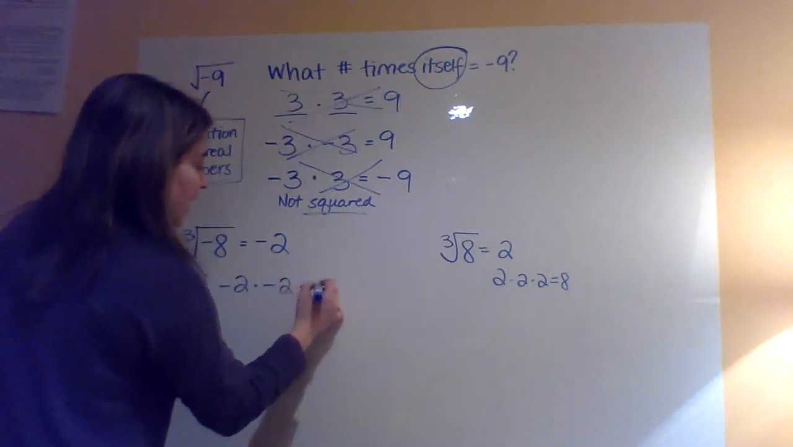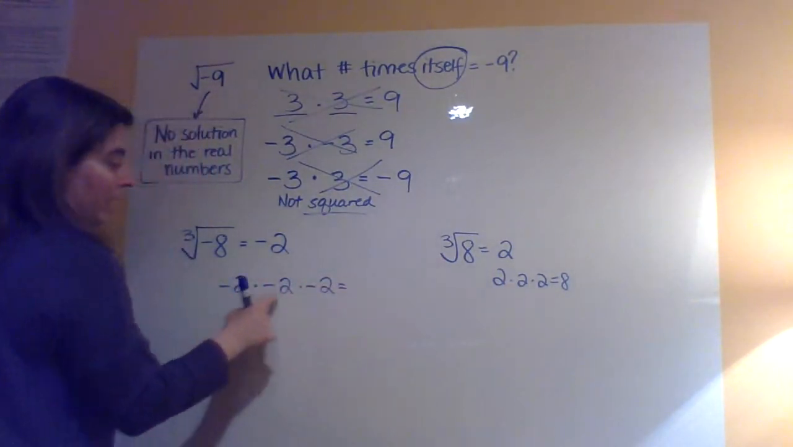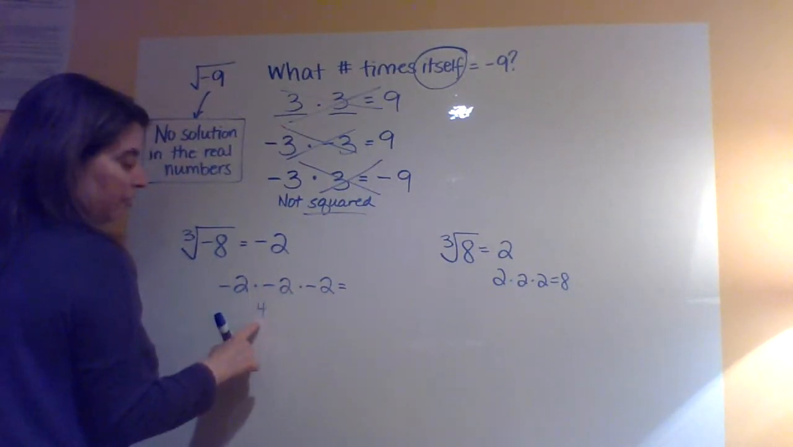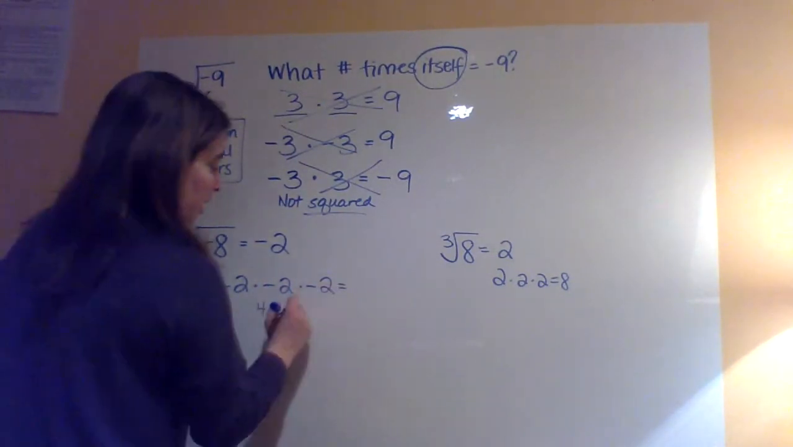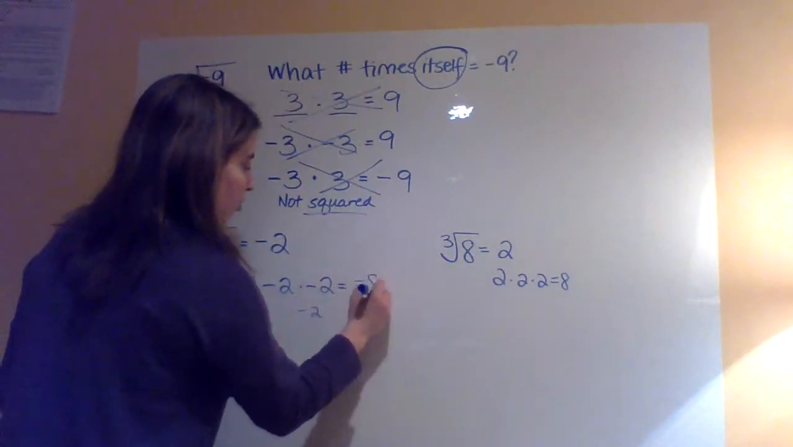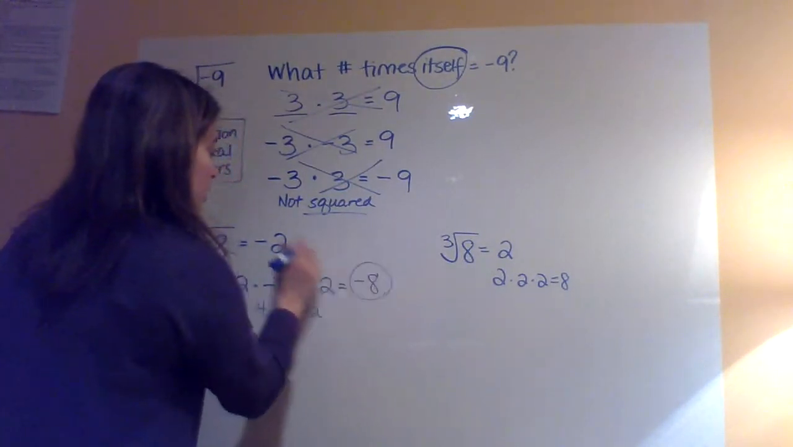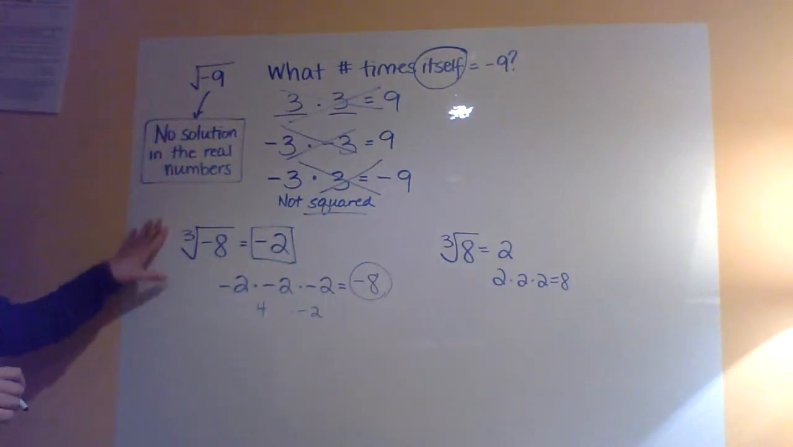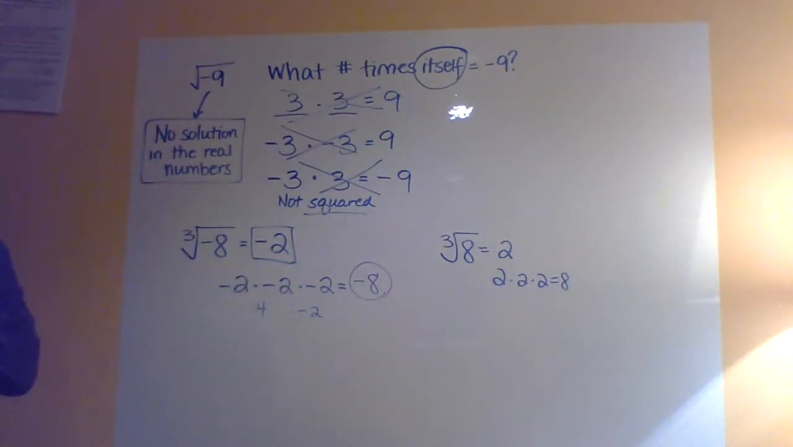So someone realizes that this actually does have an answer. If I take negative 2 and multiply it by itself 3 times, negative 2 times negative 2 is positive 4. 4 times negative 2 is going to be negative 8. So this one does have an answer. I can take the cube root of negative 8.